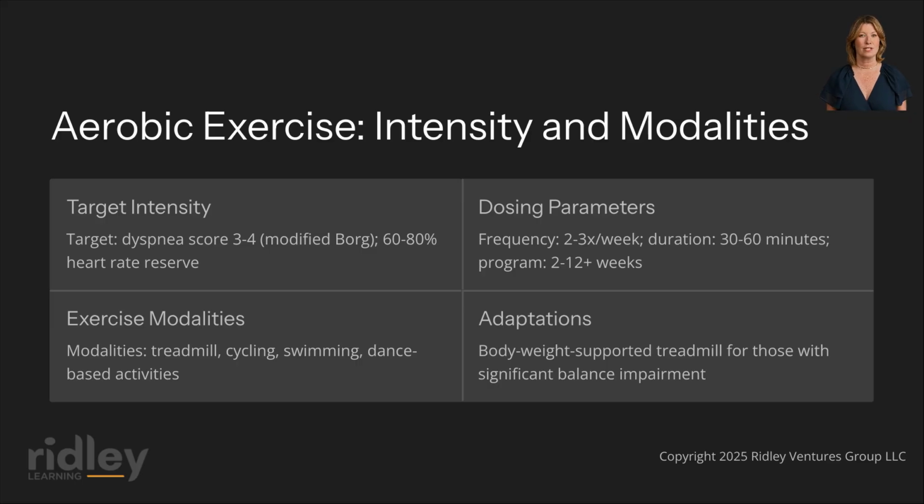Intensity parameters represent a critical consideration in aerobic exercise prescription, with evidence suggesting that higher intensities produce greater benefits. The American Physical Therapy Association recommends targeting a dyspnea score of 3 to 4 on the modified Borg scale, corresponding to moderate to high-intensity effort. This intensity level corresponds approximately to 60 to 80% of heart rate reserve or 70 to 85% of maximum heart rate. Exercise should be performed at least 2 to 3 times per week, with session durations of 30 to 60 minutes and program lengths of 2 to 12 weeks or longer.